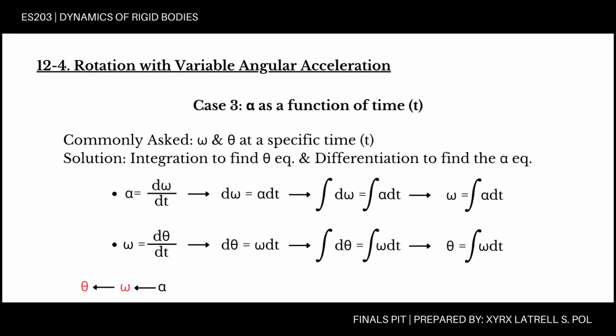And finally, for case 3, we are given alpha as a function of time. If you are asked to find omega and theta at a specific time, all you need to do is integrate alpha with respect to time to find the omega equation, and then integrate the obtained omega equation to find the equation of theta. If you're confused by this, it's just simply going backwards in the relation line as seen on the bottom left.